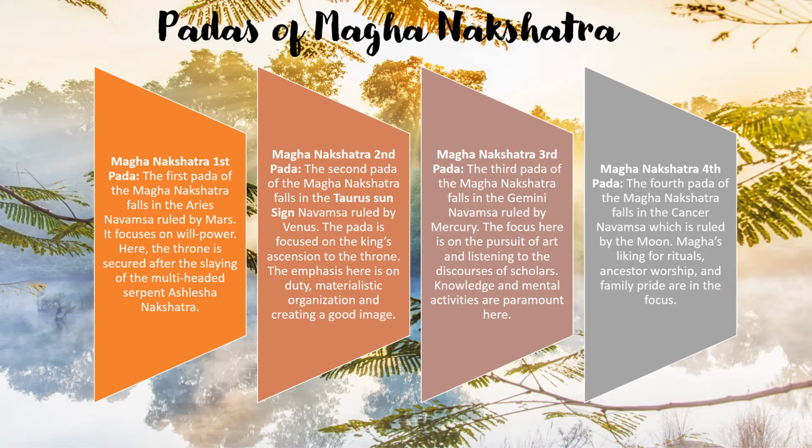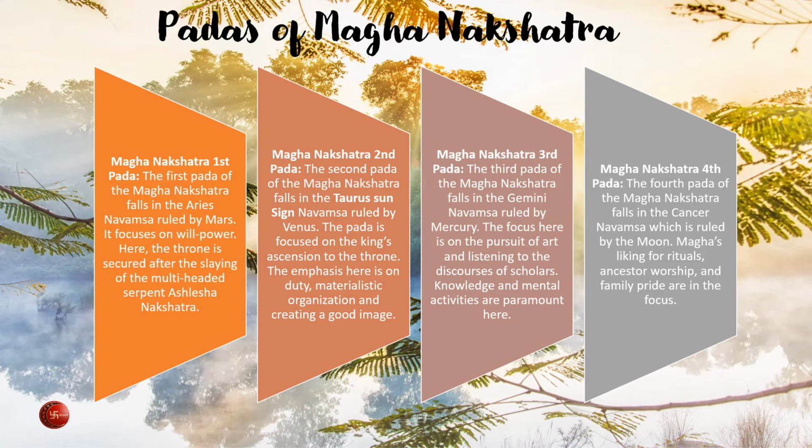So there are a lot of things happening in the Magha Nakshatra in the first pada. And the second pada, which is in Taurus Navamsha, is ruled by Venus, and this pada is focused on the king's ascension to the throne. The emphasis here is on duty, materialistic organization, and creating a good image, because remember, Taurus, the natural second house, is all about resources. So we have the king now, where we had the willpower, where we secure the throne, and now in the second pada we are looking at the resources, so that the material wealth of the king can be certified, can be given a proper foundation.